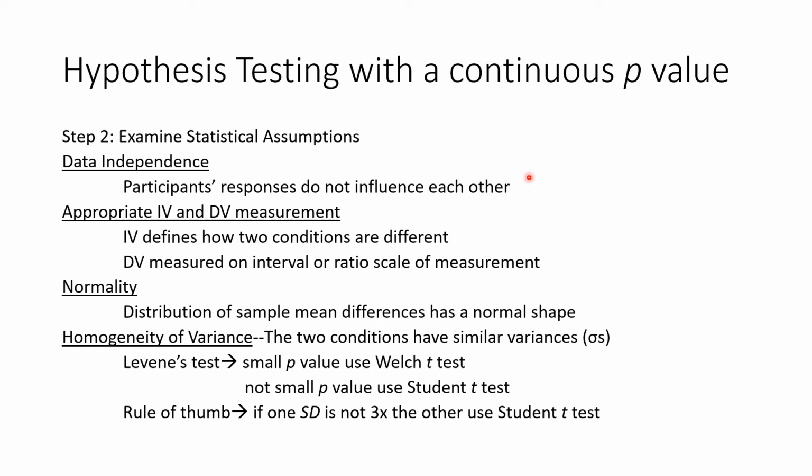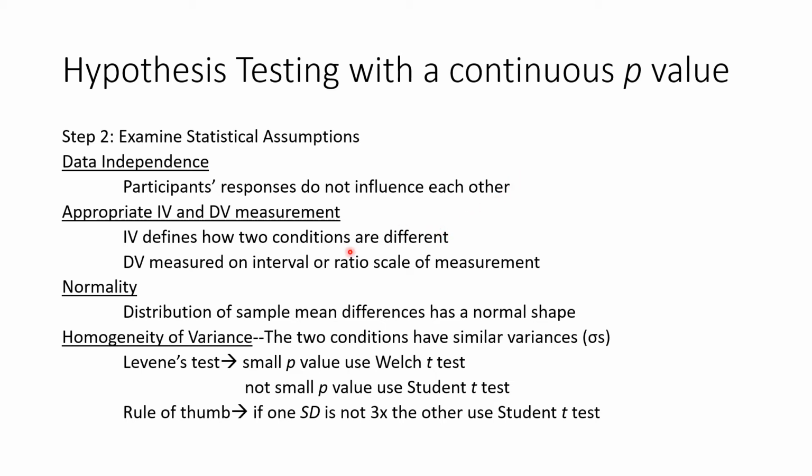The last one is something called the homogeneity of variance assumption, which simply means that the two conditions in the population have similar variances or similar standard deviations. Now, we can assess this assumption in a number of ways. There is a formal test you can use if you're running it on computer software called the Levene's test. What that's doing is comparing the variability in the two conditions to see if they are very, very different or fairly similar.